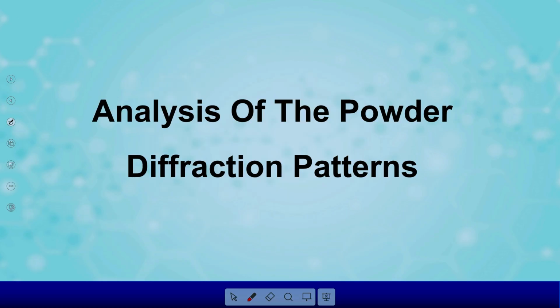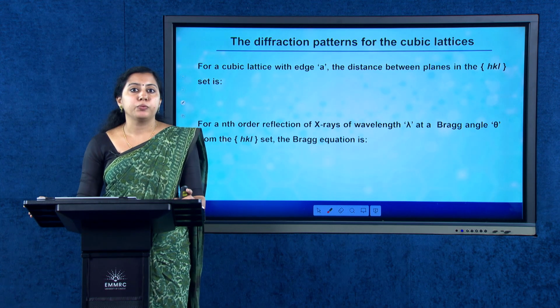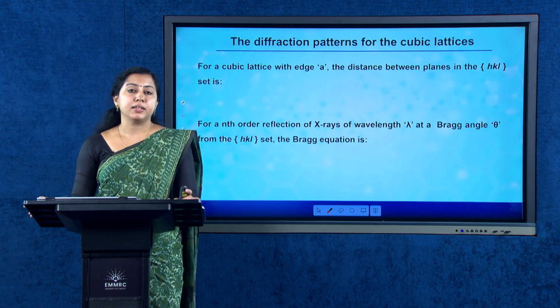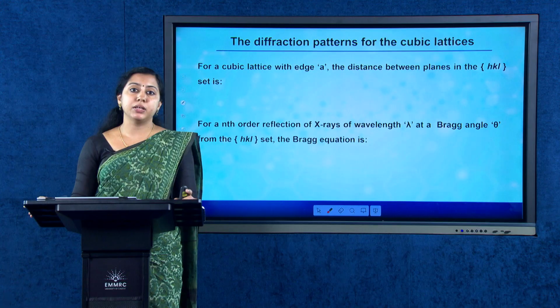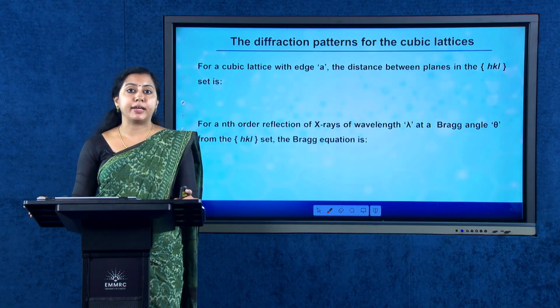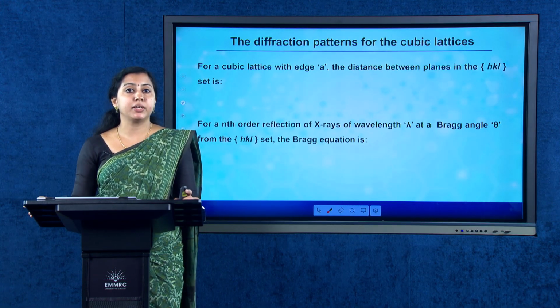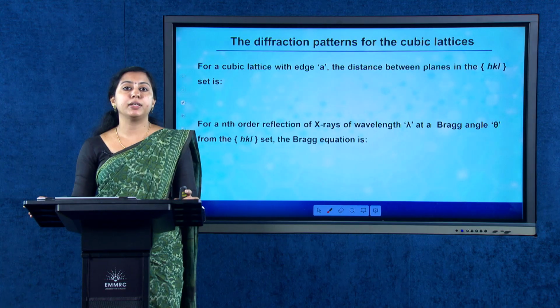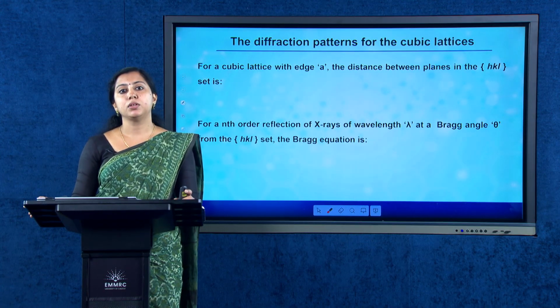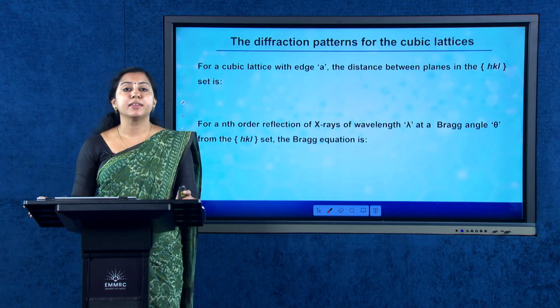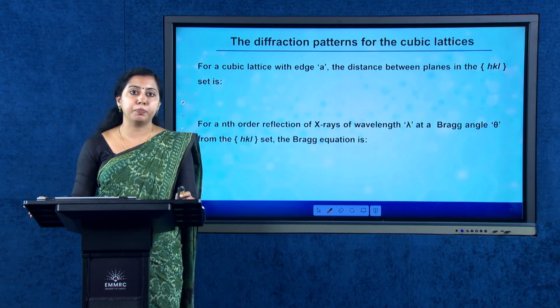Now, let us see the analysis of the powder diffraction patterns. We have seen that the powder method or the Debye-Scherrer method gives a series of diffraction patterns which gives information about the lattice type as well as unit cell dimensions. So, let us have a discussion on the diffraction patterns for the cubic lattices.